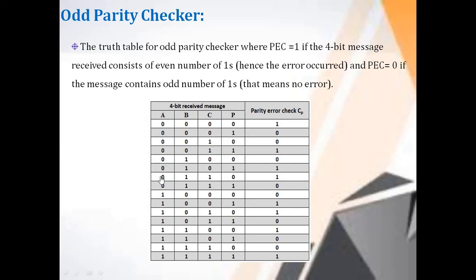So see here, if I receive the message 0110, how many ones does it contain? 2 ones. So 2 is even, and it will produce the result 1. 1 means some error occurred. Okay, right? Now take 0001. How many ones here? 1 one, which means an odd number of ones. So the parity error check bit is 0. That means no error. Okay, right.